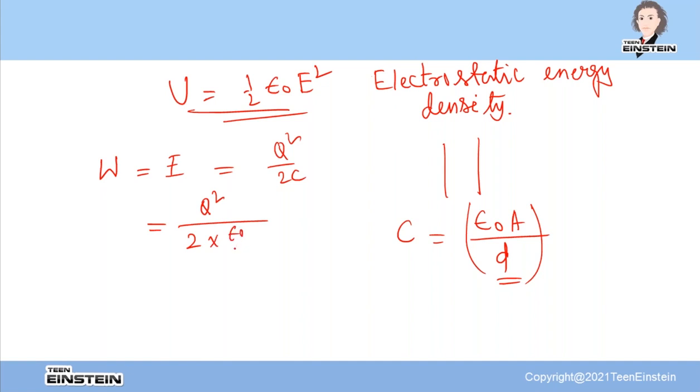Now this Q is nothing but sigma into A. Sigma means surface charge density, into A. This will be your Q. So Q square means sigma square A square. We will just put that also here.